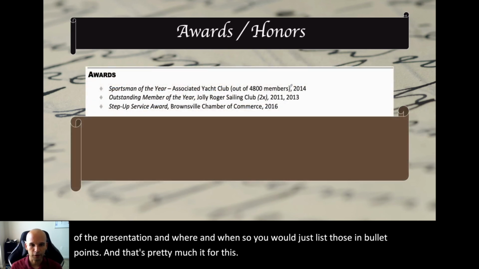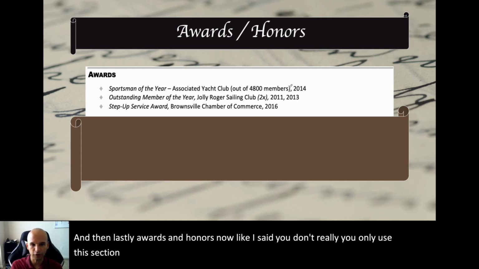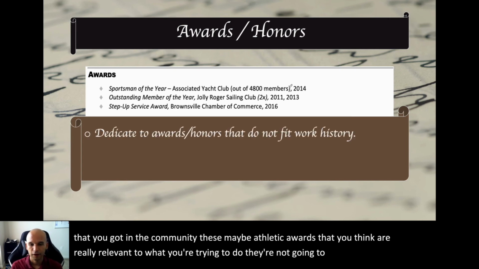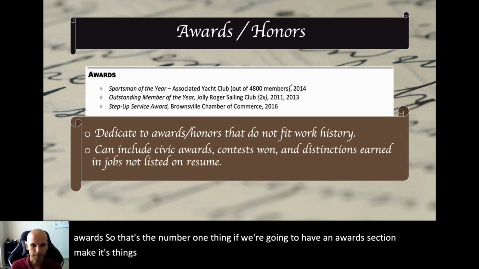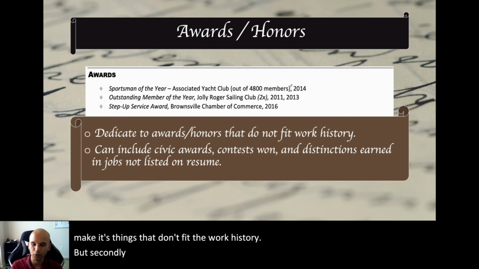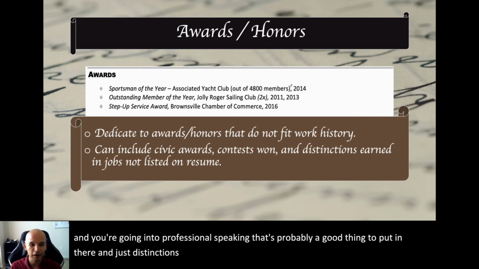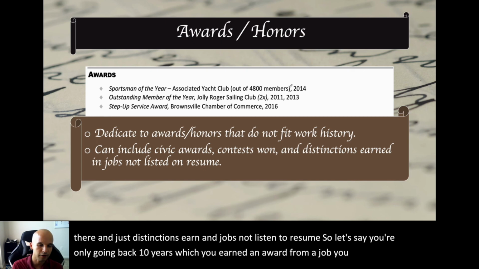And then lastly, awards and honors. Like I said, you only use this section for awards and honors that don't fit work history. So these are things that you got in the community. These may be athletic awards that you think are really relevant to what you're trying to do. They're not going to be job-related awards. So that's the number one thing. If you're going to have an awards section, make sure it's things that don't fit the work history. But secondly, think civic awards, think contests. If you won speech contests and you're going into professional speaking, that's probably a good thing to put in there. And just distinctions earned in jobs not listed in the resume. So let's say you're only going back 10 years, but you earned an award from a job you had 15 years ago. You can put that on there under the awards section.